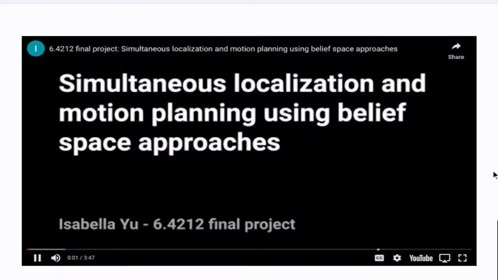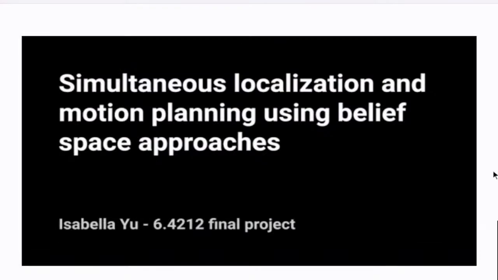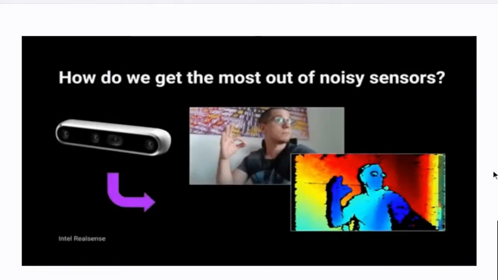Hello, I'm Isabella, and I'm going to be talking about my project on simultaneous localization and motion planning using belief-based approaches. Robots get information about the world using sensors, but real-world sensors are almost always noisy, as shown with the Intel RealSense depth images here. Thus, an important problem in robotics is motion planning under this uncertainty.